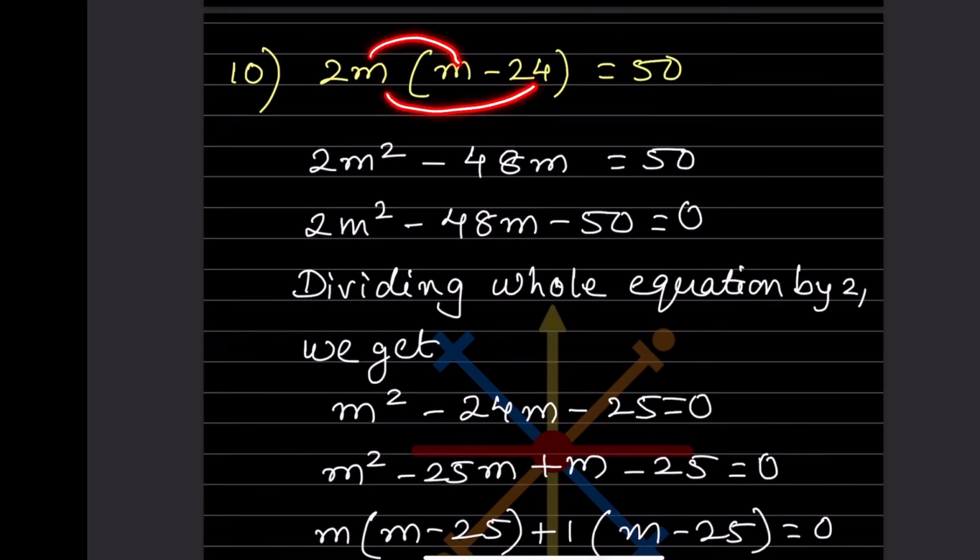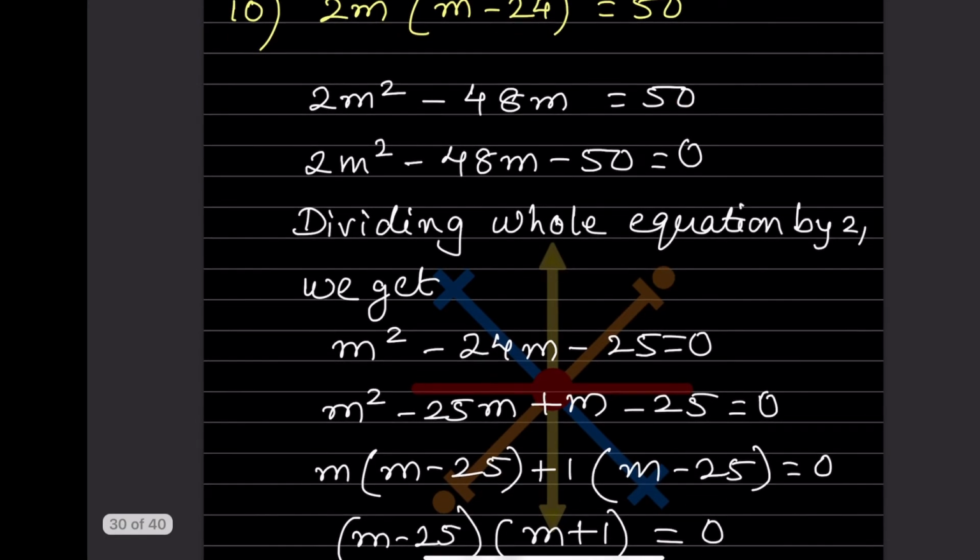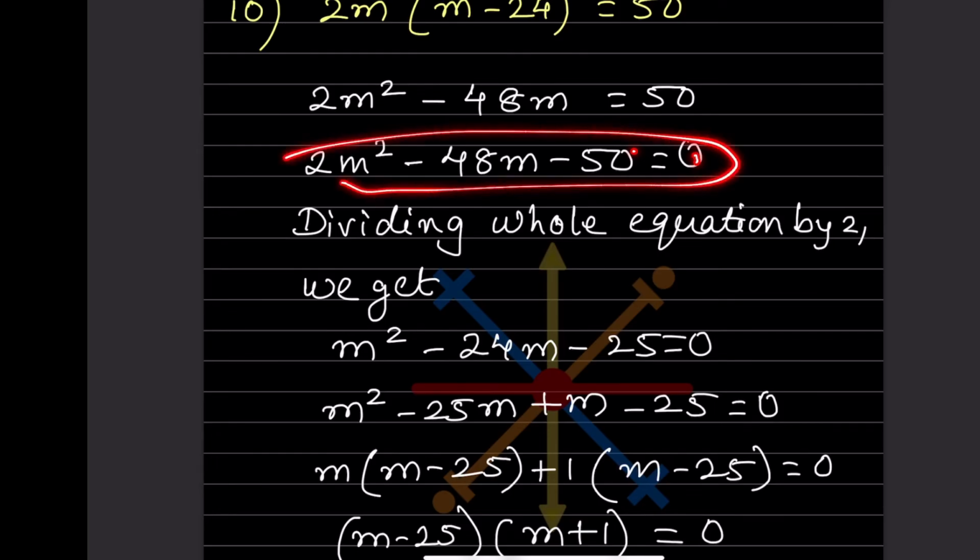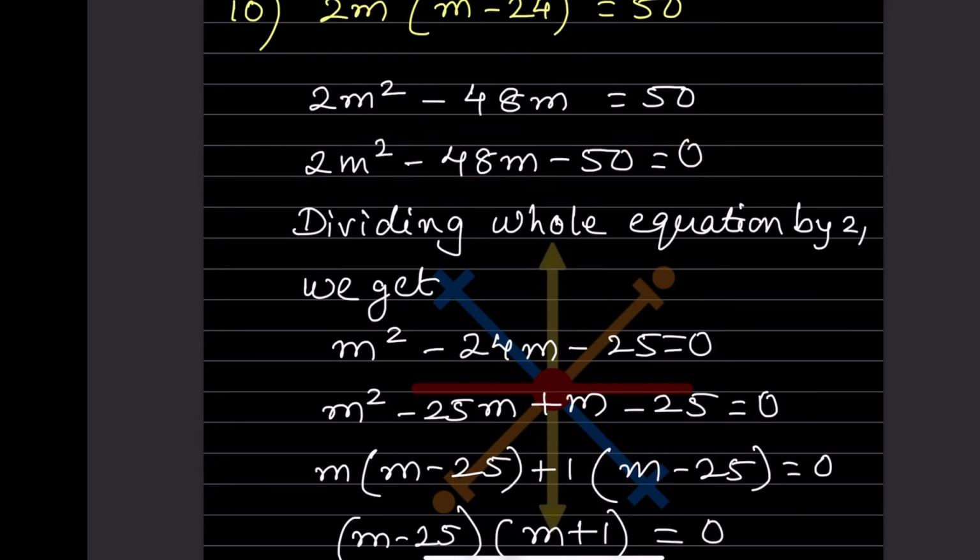Now look at here. We are going to expand this one. So what will be that? 2m square minus 48m is 50. So now this is still not in the standard form. So now we'll bring this 50 over here, that is going to be minus 50. So this is minus 50 is equal to 0. Now this is in the standard form. Now what are we going to do? Because now we are going to make it smaller.